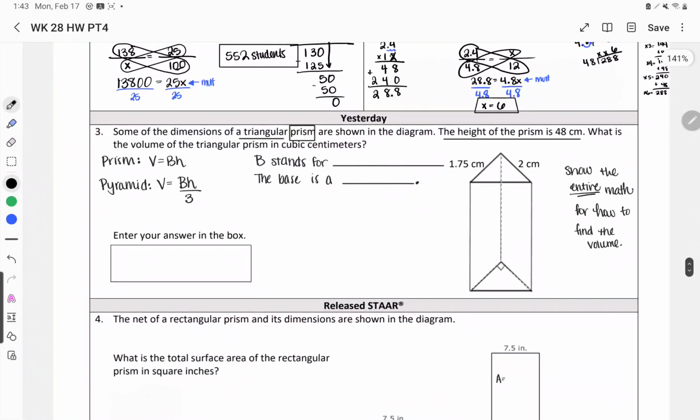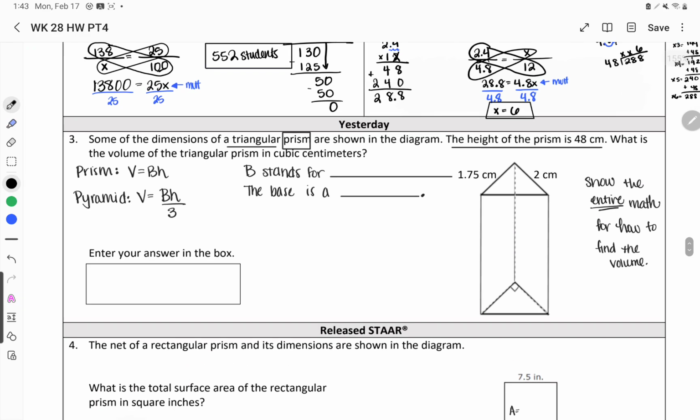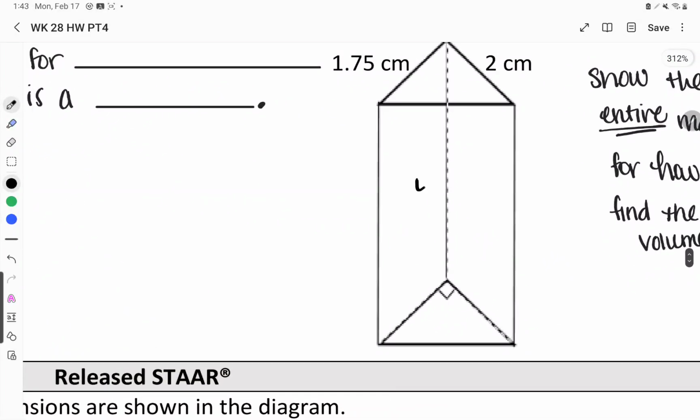All right, the next one says, some of the dimensions of a triangular prism are shown in the diagram. The height of the prism is 48 centimeters. What is the volume of the triangular prism in cubic centimeters? Okay, so right here it says the height is 48. So I'm going to write a 48 right there.